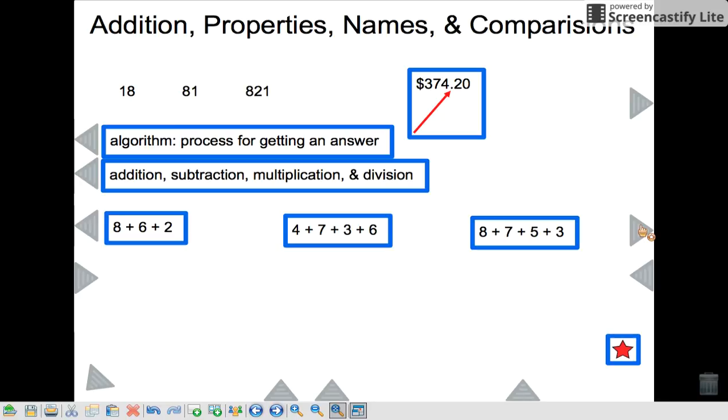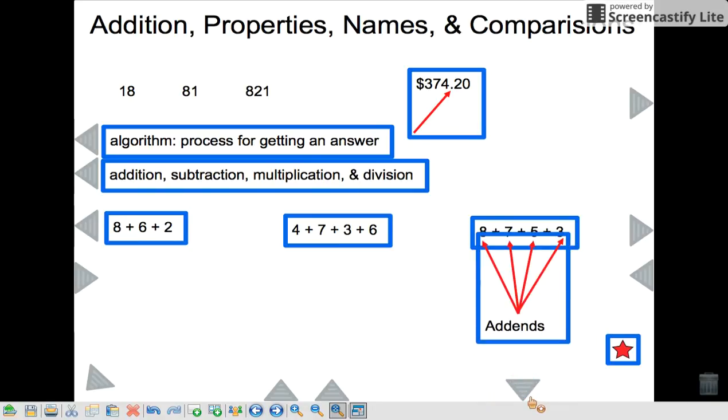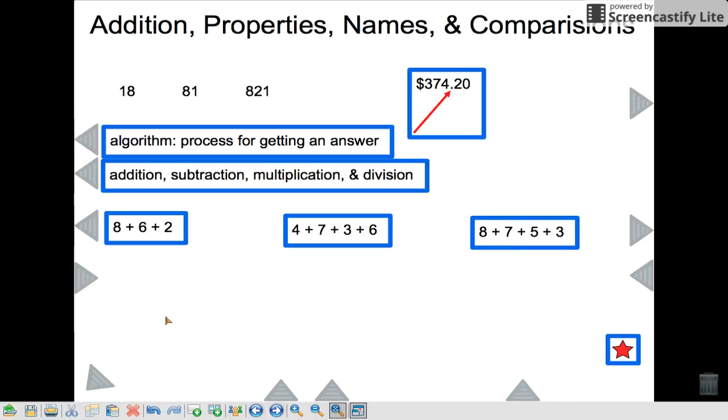As you notice, these addition problems have different parts. These different parts are called the addends. Please write that in your notes. Write an example and label the addends.